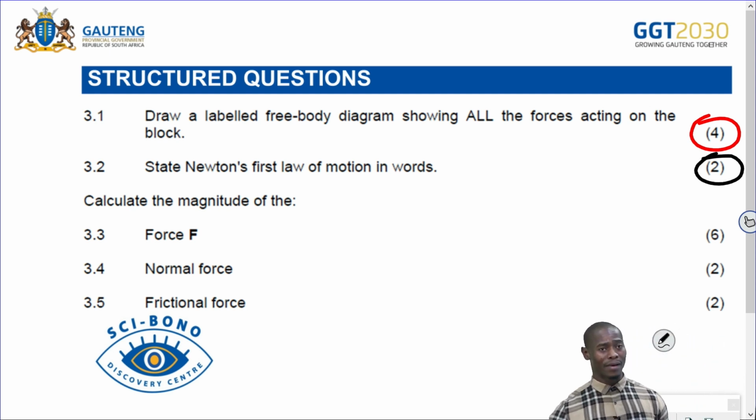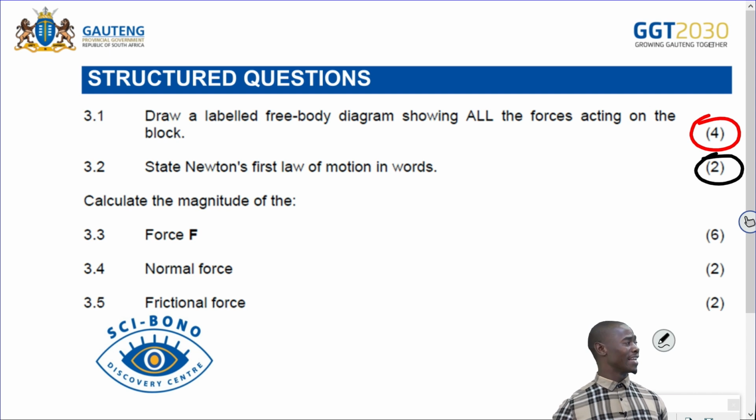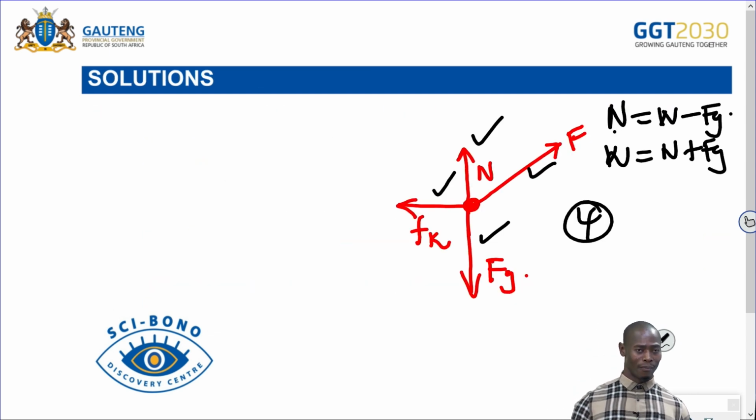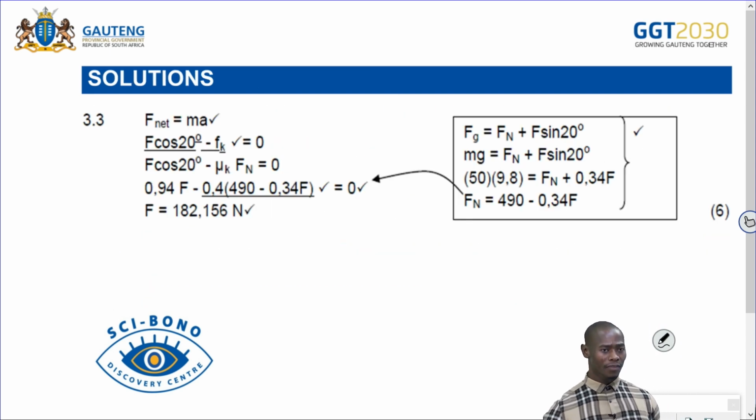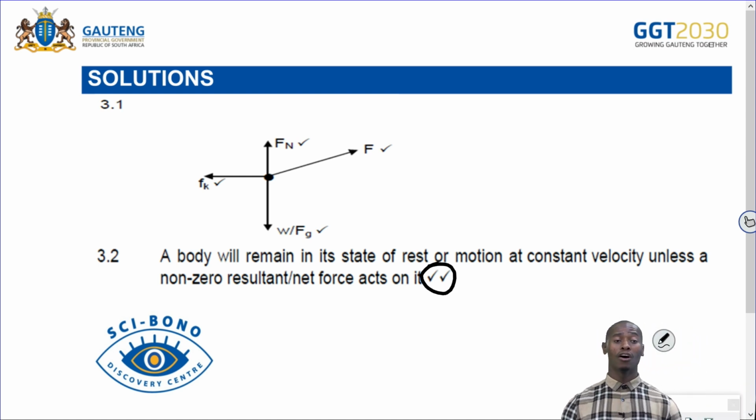So a body will remain in its state of rest or motion at a constant velocity unless a non-zero net force acts on it. That is how you have to state Newton's first law. Let me show you how they've marked it, right? Check here, okay? You can see 2 ticks, right? It's either 2 marks or 0. So please be careful when it comes to this.